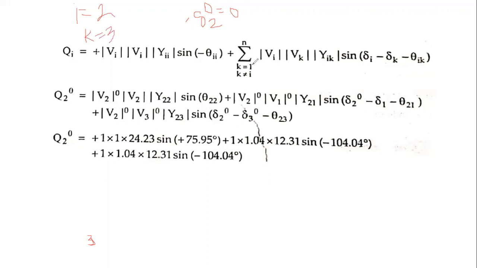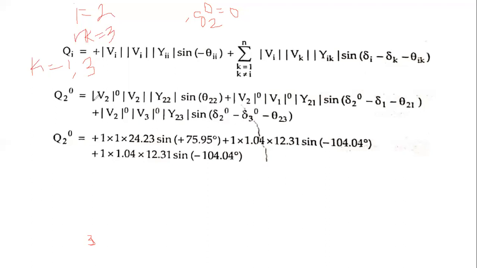k is equal to 1 to n, where n is equal to 3, except k is not equal to i. That's why n is equal to 3. For the first term we substitute k is equal to 1. After that we substitute k is equal to 3. Then determine the Q2 value.